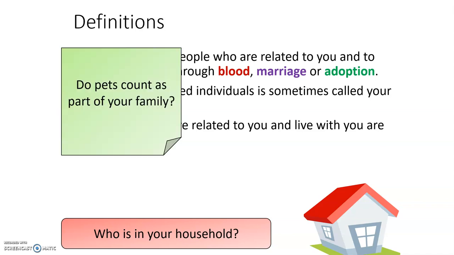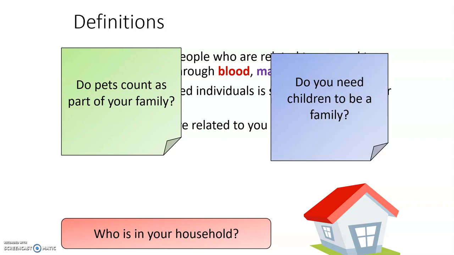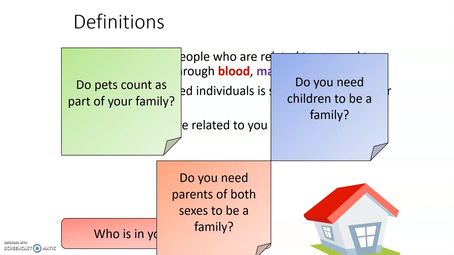Now, some questions to get you thinking: do pets count as part of your family? Does it depend on the pet? Do you need children to be a family? Could you just be a couple? Are you a family if you're a couple? And do you need parents of both sexes to be a family? So these are all things to think about, and does this affect how people see families?